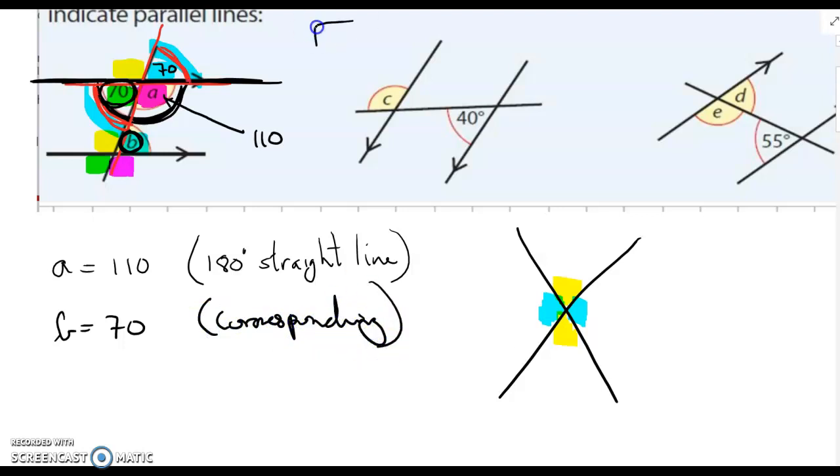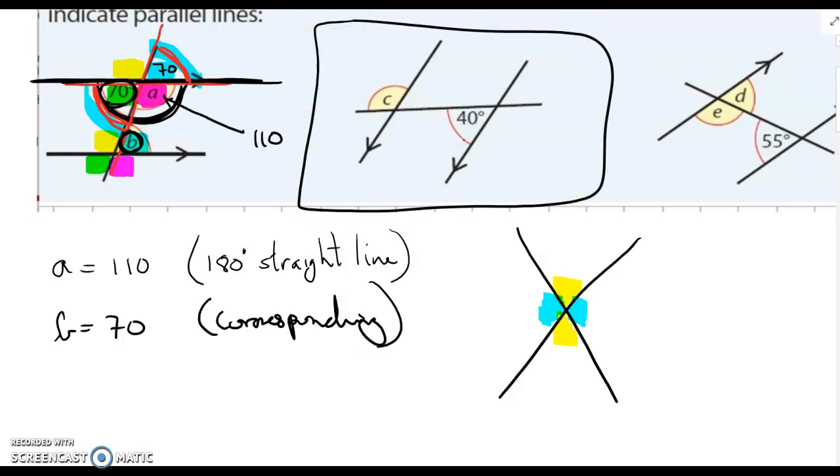Now, if you look at this next question, this is 40. Now, all of it is 180. Use the straight line rule. Well, that means that this is 140. And if we put in our colors, let's call that the yellow angle, this the blue angle, this is the green angle, and this is the purple angle.